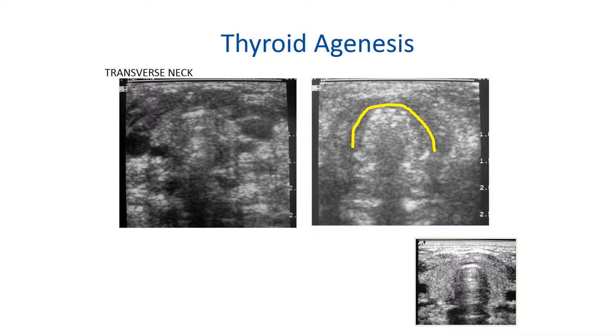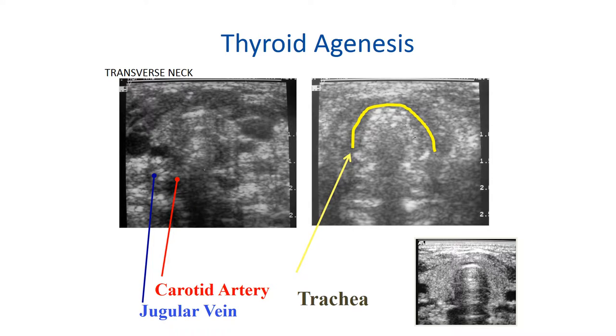Then you have thyroid agenesis. This is just showing you more anatomical locations of the vessels and the trachea, and you don't see thyroid tissue. As well as here, I highlighted the trachea. You see no thyroid tissue around it. Down here, you'll see our normal thyroid gland with the thyroid tissue around the trachea. So the thyroid gland is missing here. There's my artery and my vein and the trachea.